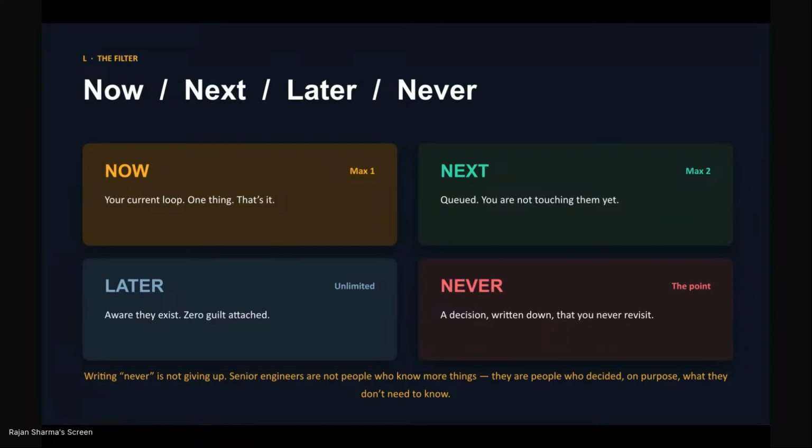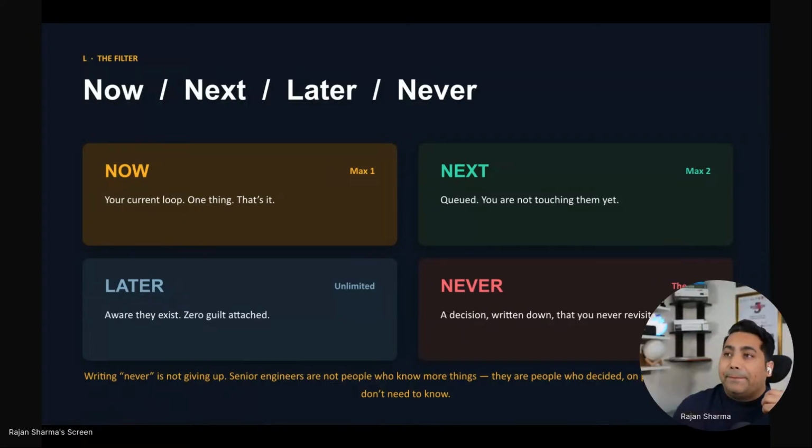To fix that problem, here is the framework I follow for learning: Now, Next, Later, Never. I split it into four sections. Section 1, which is very important, is Now: you need to know what exactly you're going to do now, and when I say now, it means one item at a time. The second is Next, a queue of maximum two things. The queue means you are not touching it now, but you will do it immediately after now, and you are not going to debate whether you are going to do it or not.